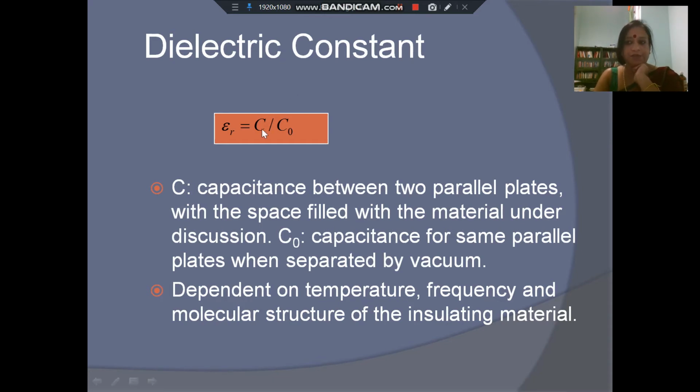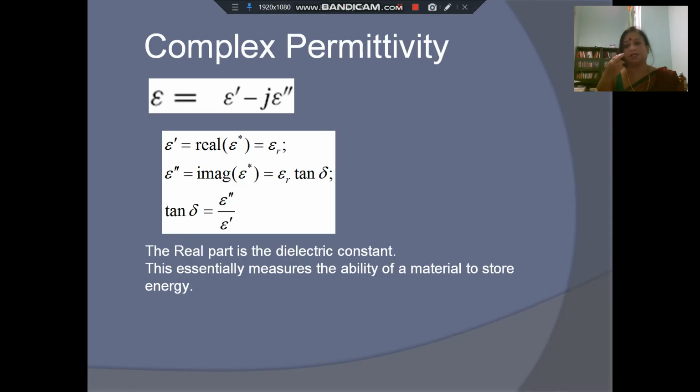Now I remove the material and replace it with vacuum. So you have the same parallel plates, the same gap distance, and they are now separated by vacuum instead of the material. So let's say the capacitance is C naught. The ratio between C and C naught is given by epsilon R. Epsilon R is, of course, a material property and therefore dependent on the molecular structure of the insulating material. It is also dependent on temperature and frequency, and that is something that we will discuss later when we discuss polarization.